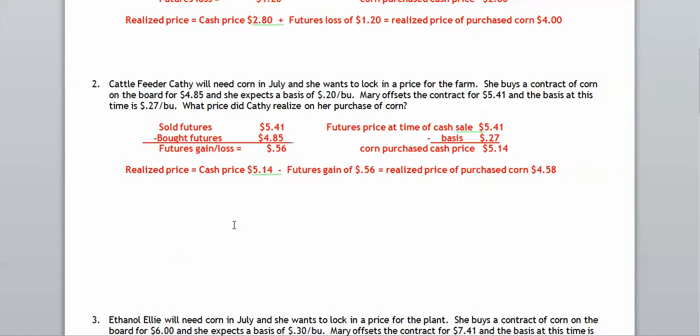Unlike the short hedge, with the long hedge, when we make money on the board or in futures, we're going to subtract that from the cash price that we paid. So our cash price of 5.14 minus our futures gain of 56 cents yields a realized price of purchased corn at 4.58. Again, a faster way to do that, take our initial price of purchase minus ending basis, 4.85 minus 27 cents gives us 4.58.